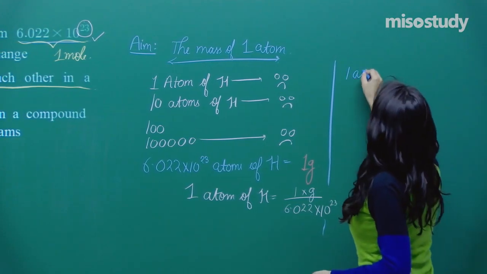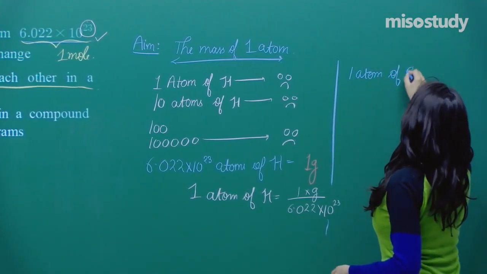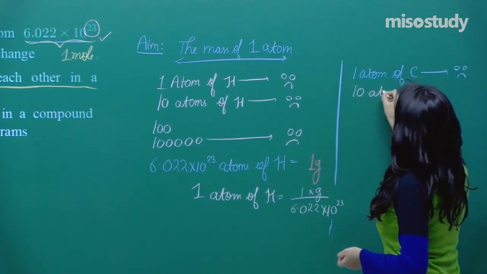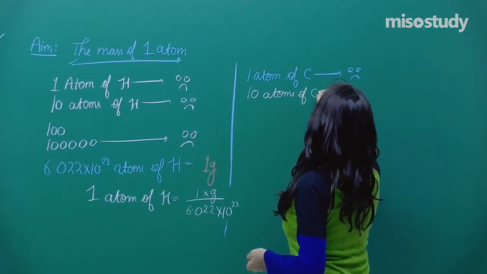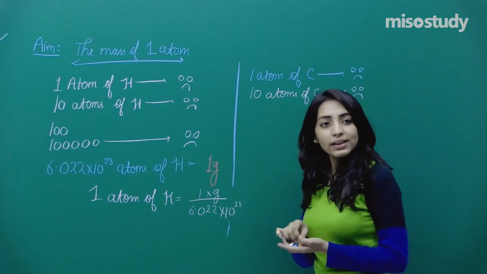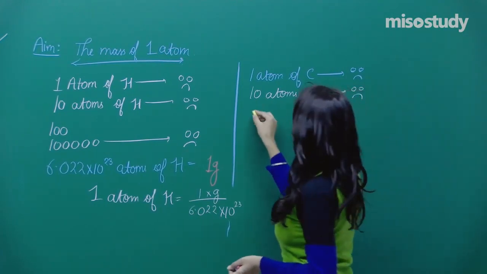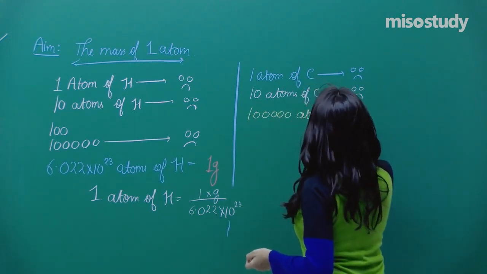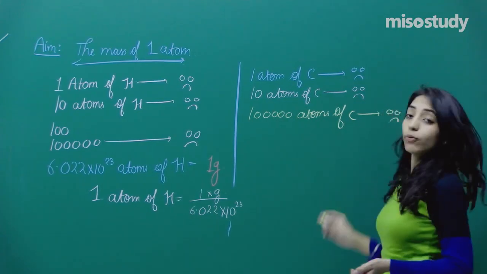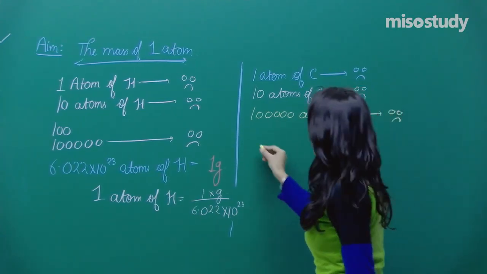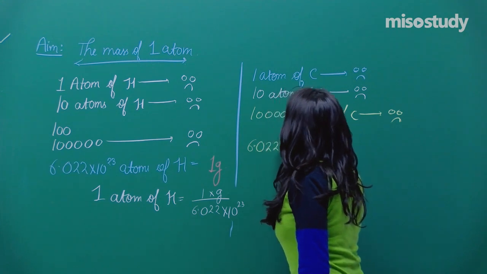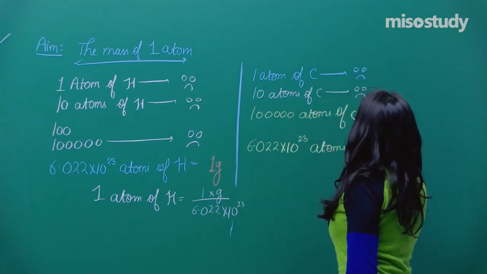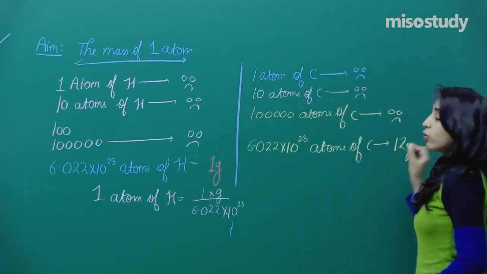So what should I say? 1 atom of carbon, I won't be able to calculate. 10 atoms of carbon, I won't be able to calculate, right? Go the same way. This is what we have done earlier. So these many atoms of carbon, I won't be able to get anything. However, if I take 6.022 × 10^23 atoms of carbon, now the mass will be found to be 12 grams.